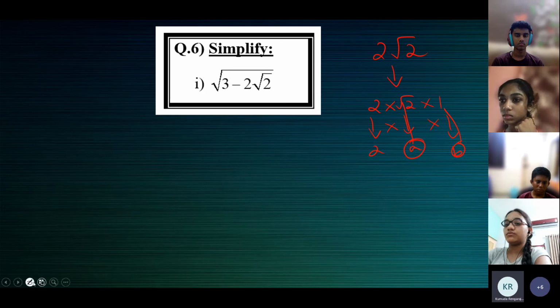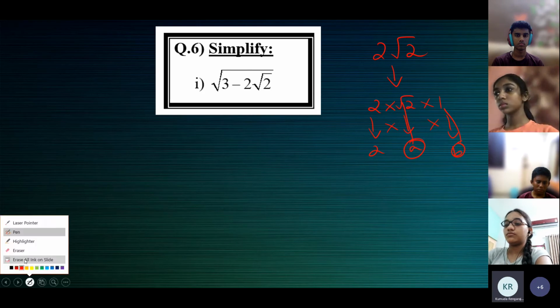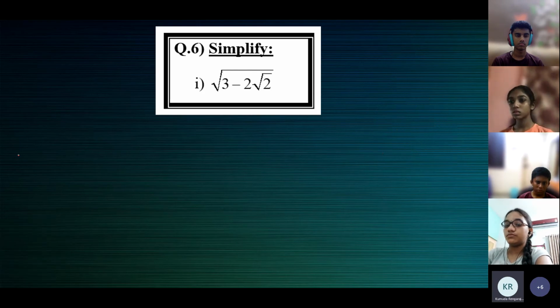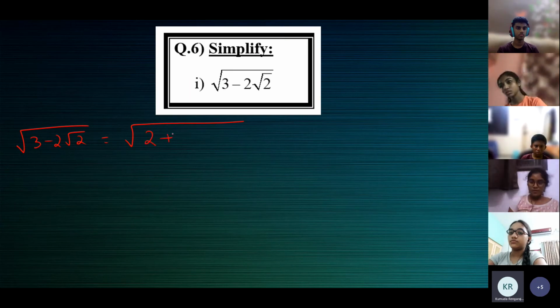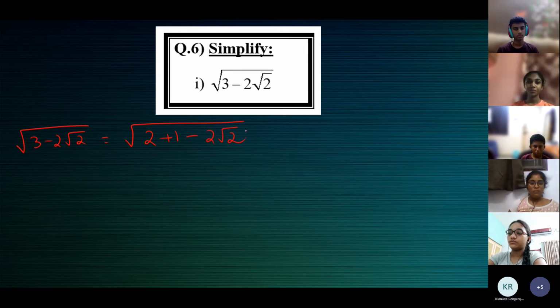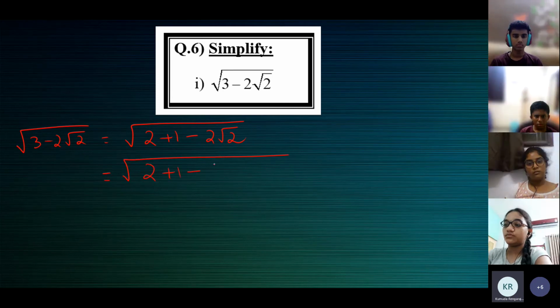A is root 2, b is 1. So now what we do is we write 3. So root of 3 minus 2 root 2 is equal to root of, we write 3 as 2 plus 1. 2 plus 1 is 3, minus 2 root 2. Now this is equal to root of 2 plus 1 minus 2 into root 2 into 1.